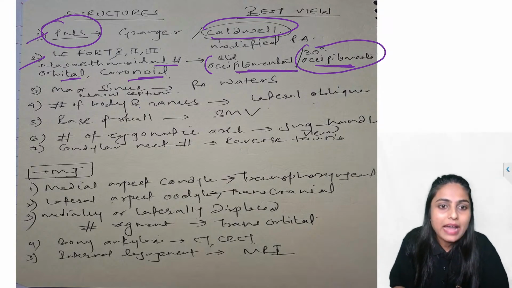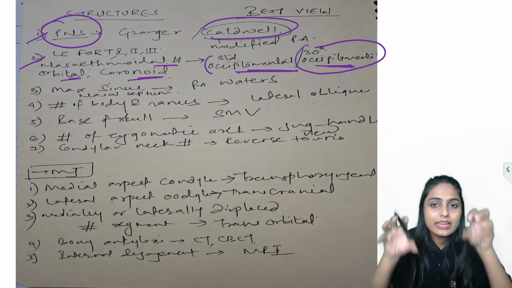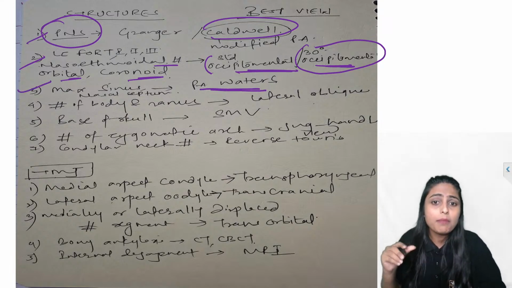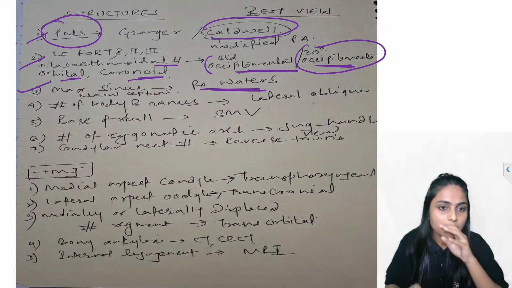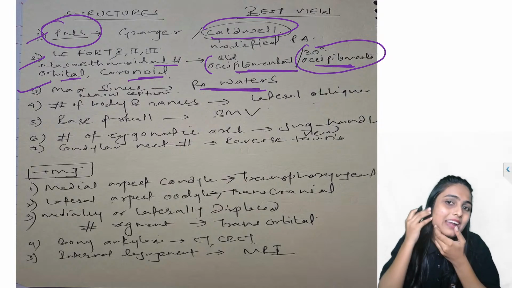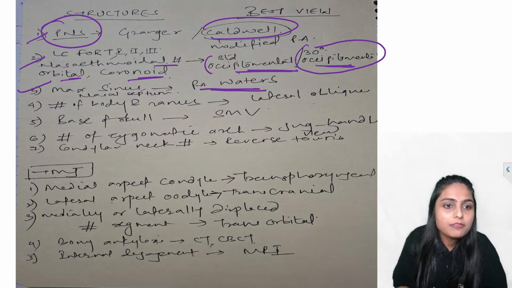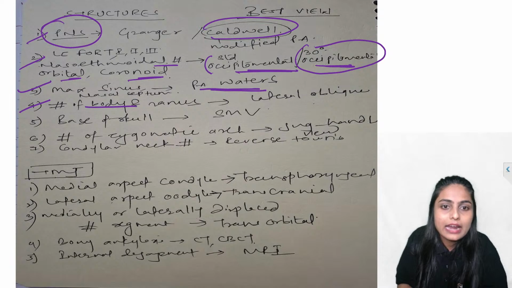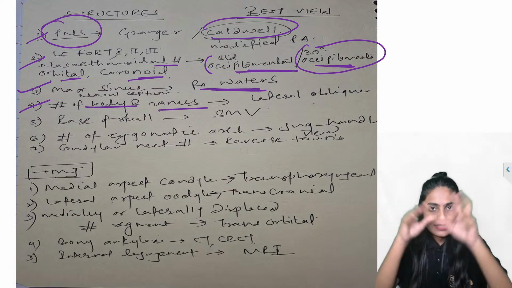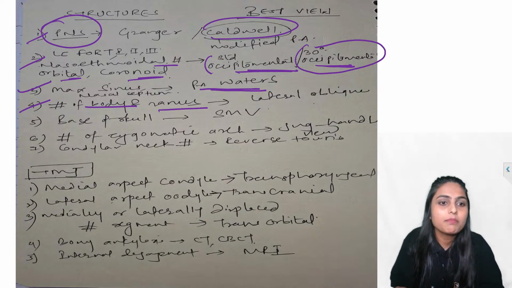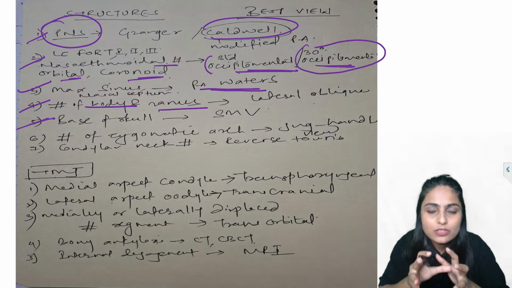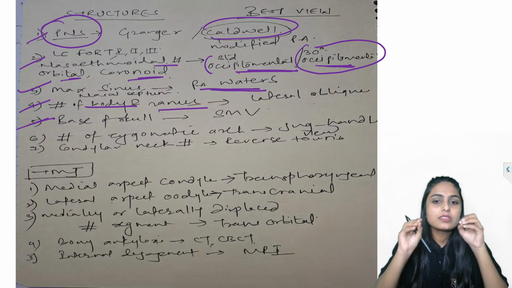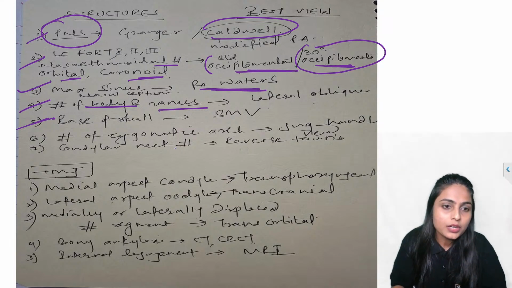Next is the maxillary sinus. For seeing the maxillary sinus specifically, you have the PA Waters view. Then for fracture of the body and ramus of the mandible, we have the lateral oblique view. Next we have SMV, which is submental vertex, to check the base of the skull, anything related to the base of the skull, or you can also check an expansile lesion in the palate.